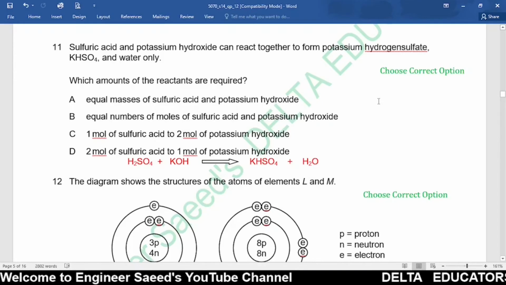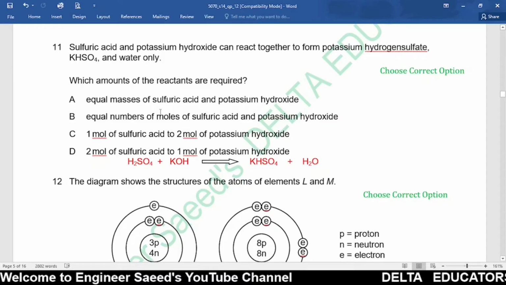Question number 11. Sulfuric acid and potassium hydroxide can react together to form potassium hydrogen sulfate and water only. Which amounts of the reactants are required? When we react sulfuric acid with potassium hydroxide, we get potassium hydrogen sulfate and water according to this equation. This equation is in balanced form, so 1 mole of sulfuric acid reacts with 1 mole of potassium hydroxide, and as a result we get 1 mole of potassium hydrogen sulfate and 1 mole of water. Now we check the options.